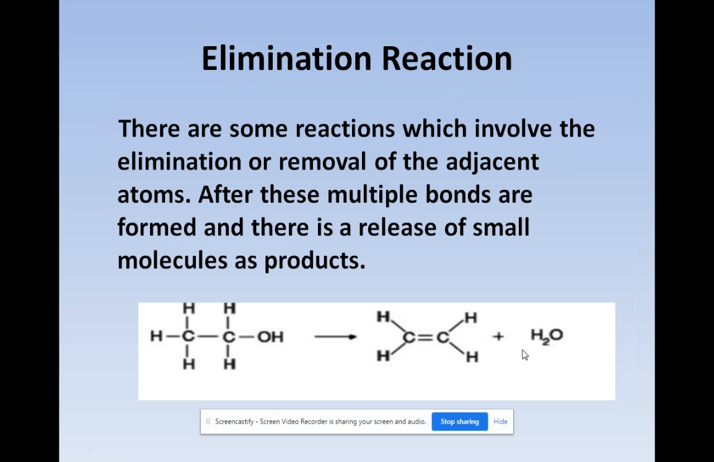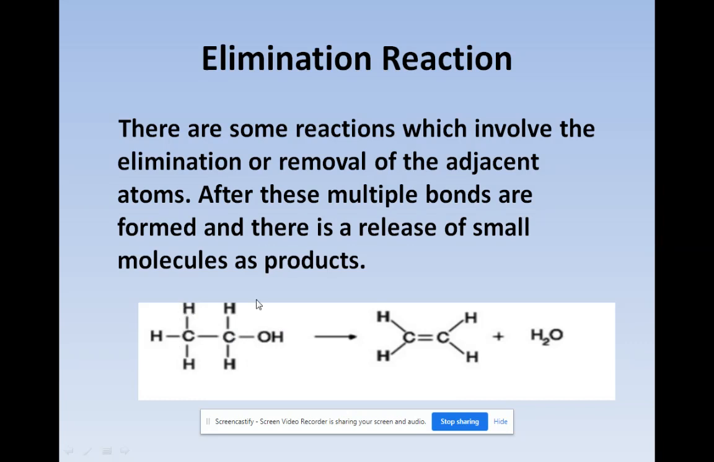The next reaction is elimination reaction. There are some reactions which involve the elimination or removal of adjacent atoms, and they are always molecules like water, NH3, etc., which are removed in elimination reactions, and as a result multiple bonded species are formed as products. And here is an example of dehydration of alcohol, and you can see that this is a molecule of alcohol. Now this OH from this carbon atom and this H attached to this carbon atom is removed in this molecule.